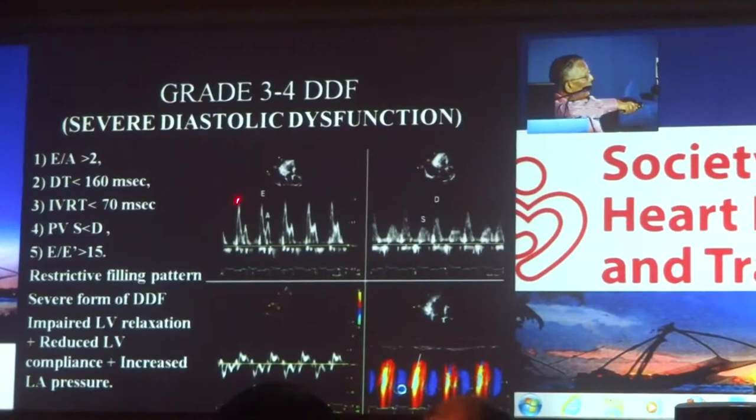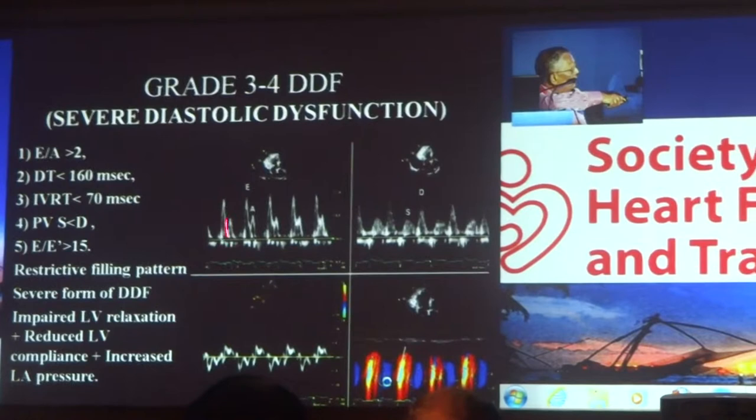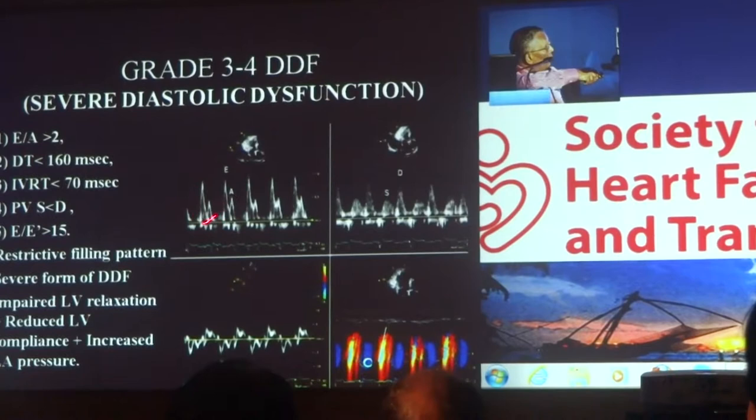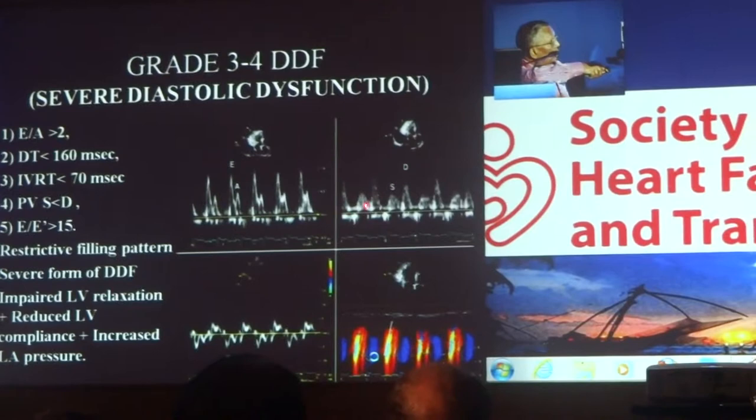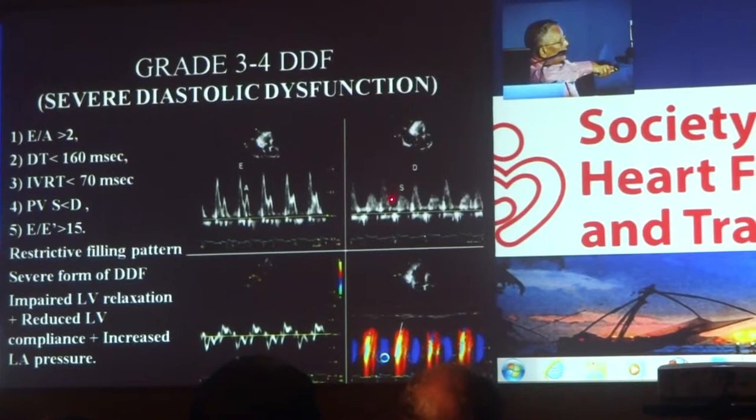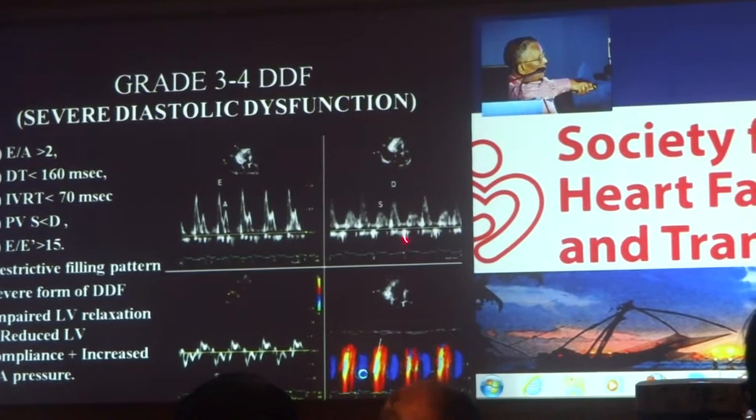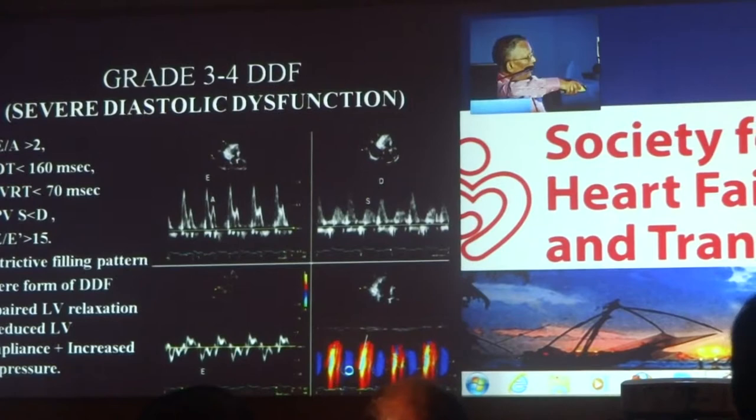There's a fast deceleration slope. With this change in the mitral flow pattern, you find a grossly abnormal pulmonary venous flow pattern. The systolic becomes smaller, the diastole becomes prominent, and atrial flow reversal becomes very significant. Still, what we find is that the flow propagation velocity is only slightly changed.